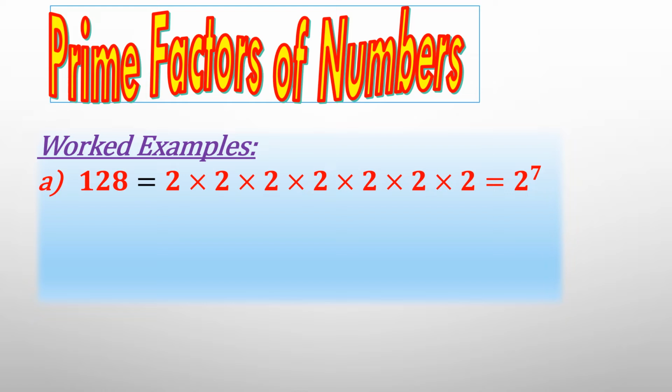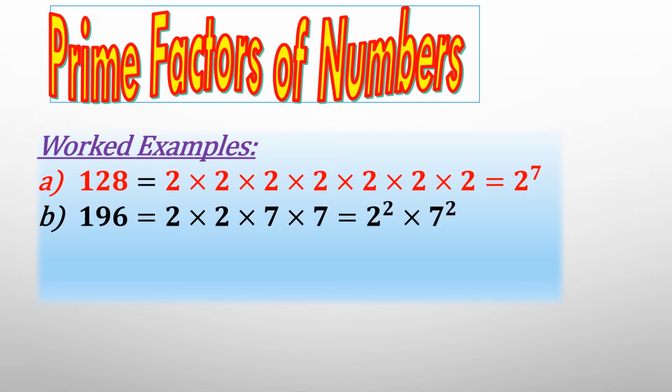So in this case, you'll find that you have 2s that can go into 128, and that is written as 2 to power 7. If you look at 128, it's an even number, so it can be divisible by 2, and you continue dividing the remainder of the number by the least prime factor.